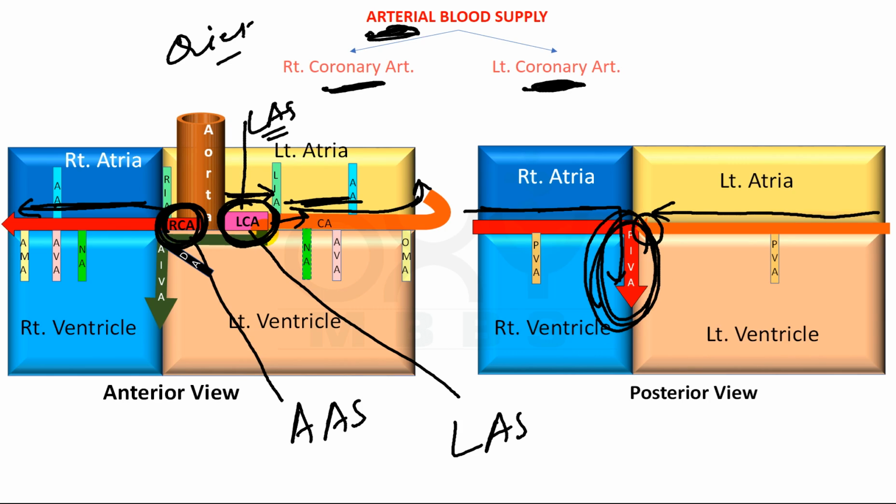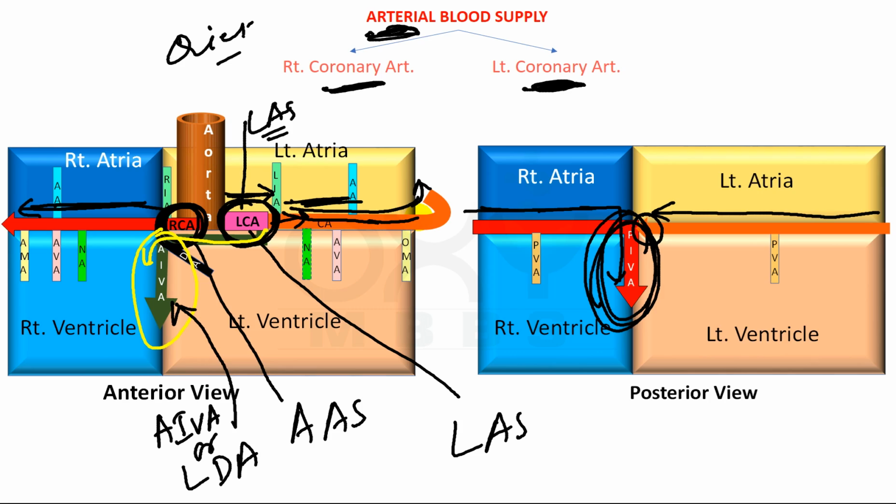While one branch of the left coronary artery is going along the anterior interventricular groove, this branch is called the anterior interventricular artery or left descending artery. And this branch that is going along the coronary sulcus is looping around the margins of the heart. That is why this branch of the left coronary artery is called the circumflex artery.